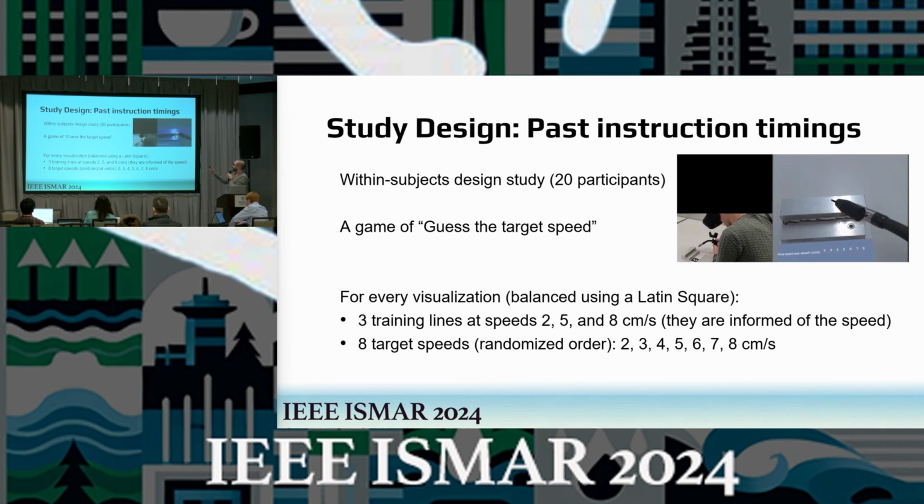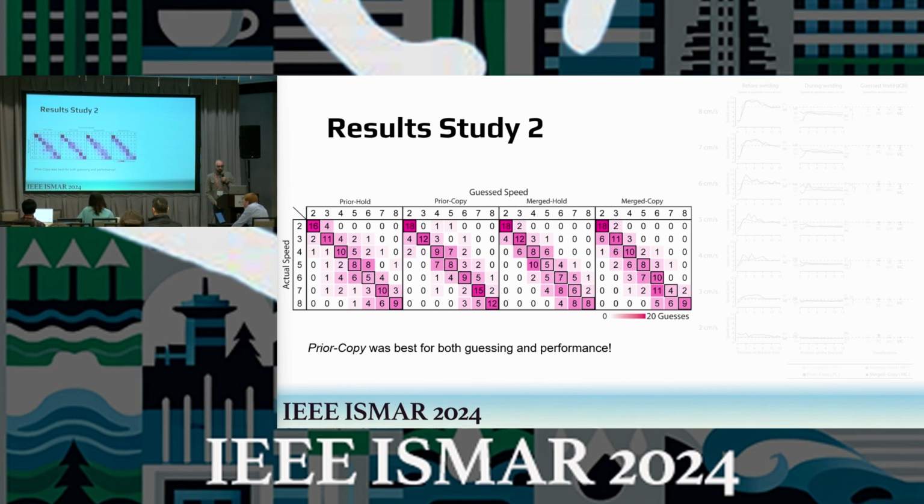So after they actually completed the welding, they would have to answer how fast they think the instruction was, how fast they think that they were, and also whether they think they could stay on the line. So for the confusion matrix over here, we actually saw that people, as expected, had a horrible time actually guessing the correct speed.